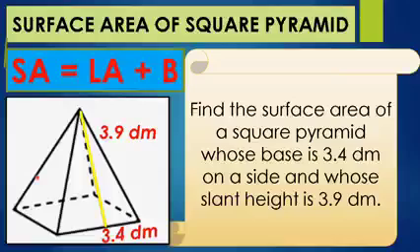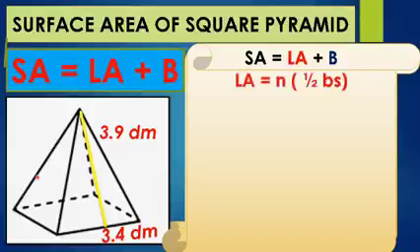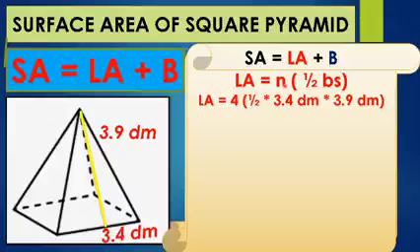Using the formula SA is equal to LA plus B, kukunin muna natin yung lateral area of your square pyramid. That is simply, again, finding the product of N, B, S, and 1/2. Again, our N here is the number of your lateral faces. Since this is a square pyramid, meron tayong 4 na lateral faces. So our N here is equal to 4. Substitute. So we have 4, 1/2 times your base, which is 3.4 decimeters, times the slant height, which is 3.9 decimeters.